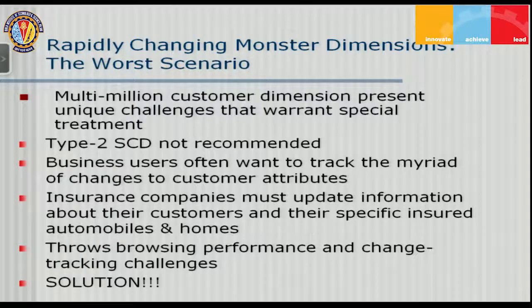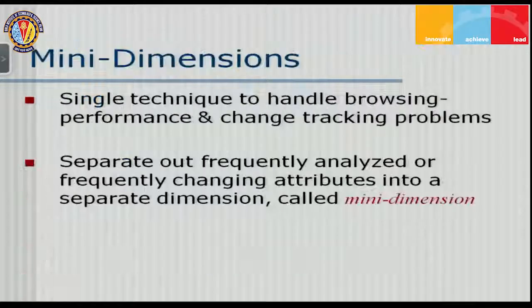It also throws up browsing performance and change tracking challenges, right? When you have hundreds of attributes, browsing also becomes a challenge, and performance definitely becomes a challenge. So what is the solution that we can look for? The solution that has been proposed is that of a mini dimension. First of all, let me explain the name. It is called a mini dimension because it has been carved out of a dimension like the customer dimension. That's the 'mini', and 'dimension' because it acts as a dimension in the overall schema.